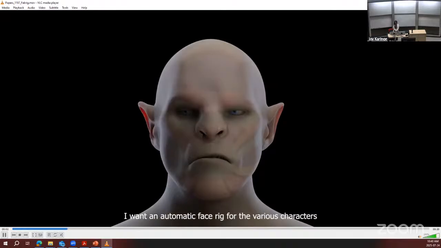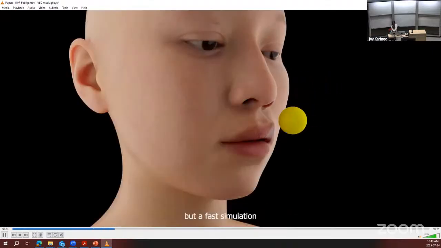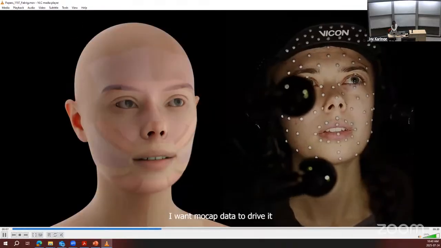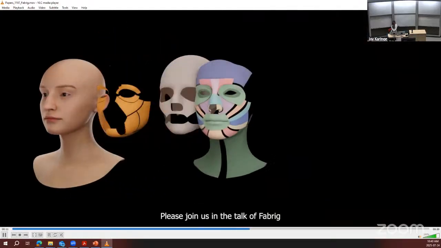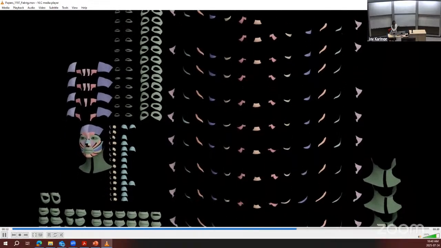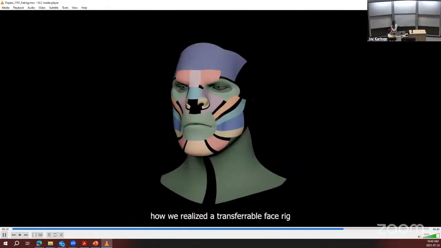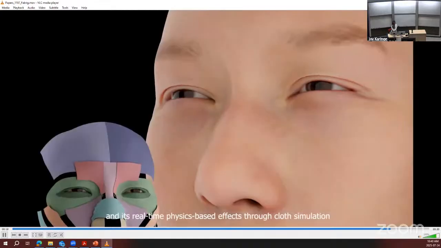It doesn't have audio. This is the video showcasing the physics-based effects and retargeting results from the face rig that we built. It's an anatomy-based method. So we can see these muscle abstractions and fat abstractions, and also the physics effect.